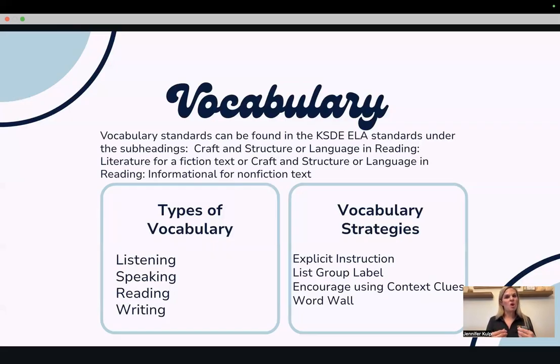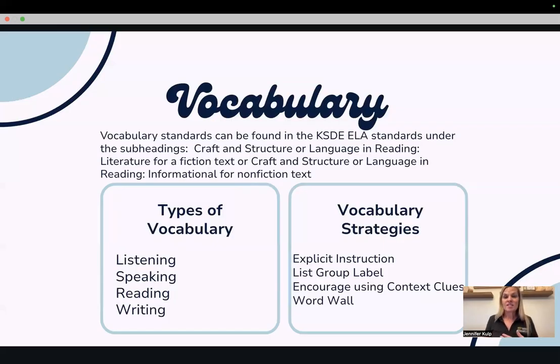Your students will start to own those vocabulary words and use them in their own conversations. And that's really what we're looking for. We want to broaden their vocabulary so that they are better communicators. And you can be a part in helping them do that.